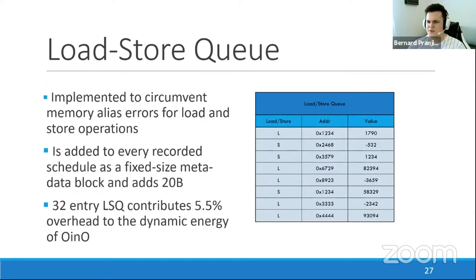Then a similar reason why we need atomic execution. So we add a load store queue to prevent memory alias errors. So this is also added as a fixed size metadata block, and it adds about 20 bytes. And it contributes about 5.5% overhead to the dynamic energy of the OinO.